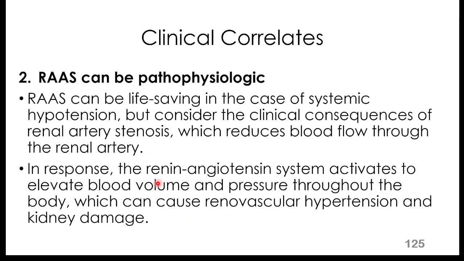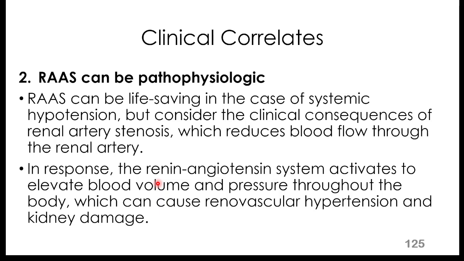Now, the second clinical correlate is that the RAS, the renin-angiotensin-aldosterone system, can actually be pathophysiologic. Right now, RAS is meant to be life-saving in the case of systemic hypertension, for instance. But look at what happens during renal artery stenosis. When the renal artery is stenosed for some reason, right? This reduces the blood flow through the renal artery, right? So renal blood flow will be reduced.